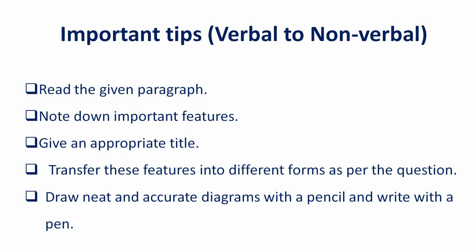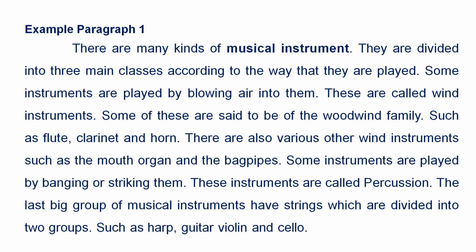Once you read the paragraph, jot down important features and key points. While you do this, think of an appropriate title for the paragraph. Do not forget to think about a suitable non-verbal form for information transfer, such as table, chart, graph, diagram, and tree charts, etc. Finally, draw a neat and accurate diagram using pencil, but use pen for writing other details. Friends, now let us see some of the examples of information transfer from verbal to non-verbal.